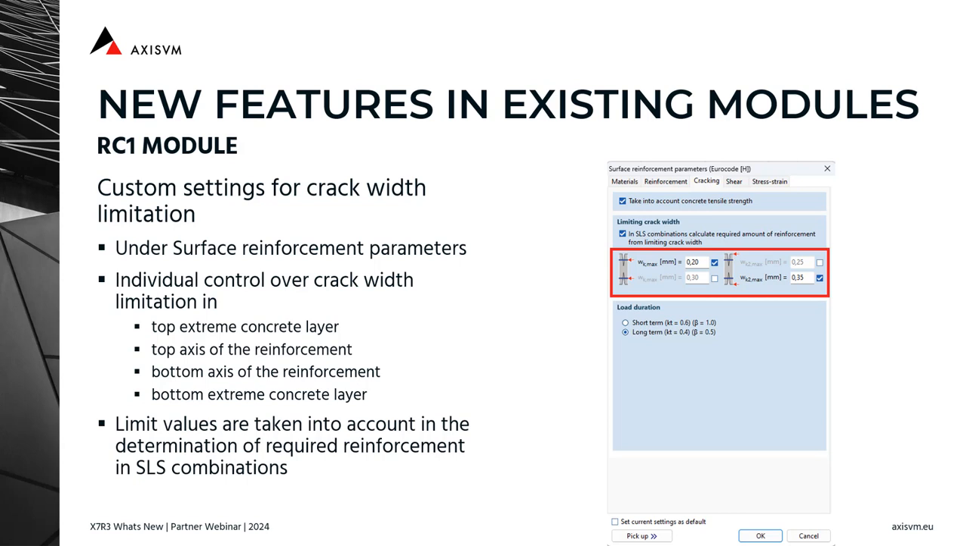These components are the limitations of the crack width in the top and bottom extreme concrete layer, and the top and bottom axis of the reinforcement. Turning on a limiting factor will mean that the required amount of reinforcement will be calculated to satisfy the setting.